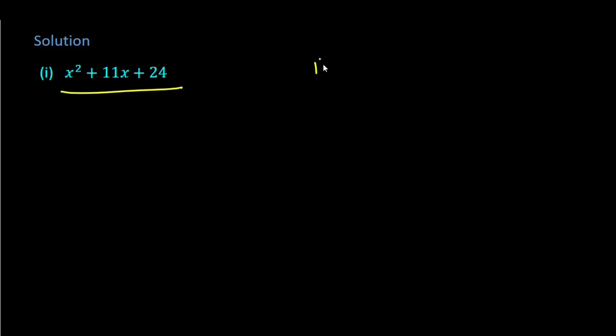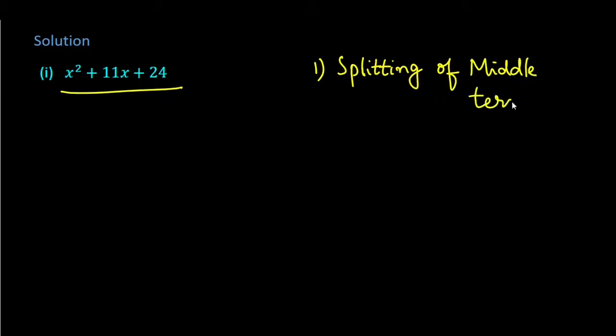We factorize using splitting of middle term method. Splitting of middle term. Here we'll split this middle term 11x into two terms and write it as sum of those two terms. Here we find the factors of 24. Let us say the factors of 24 are m and n.